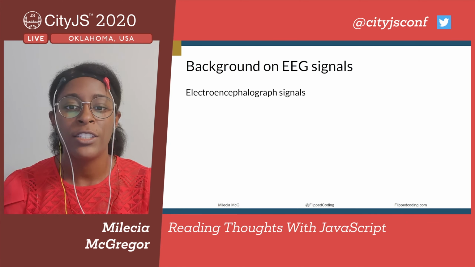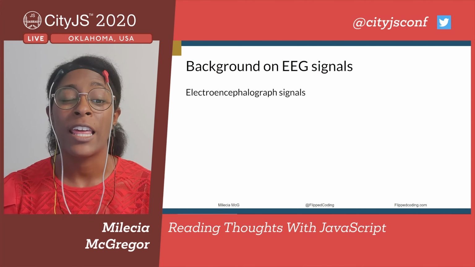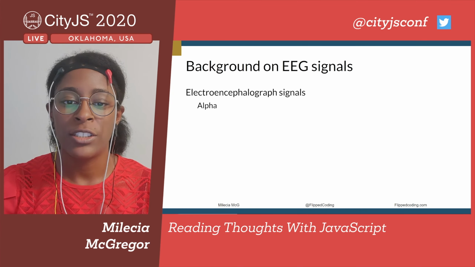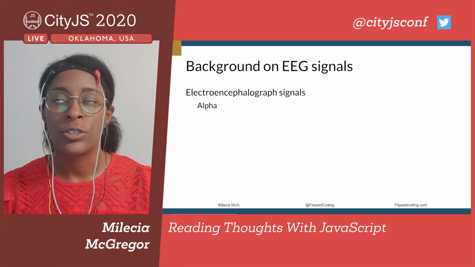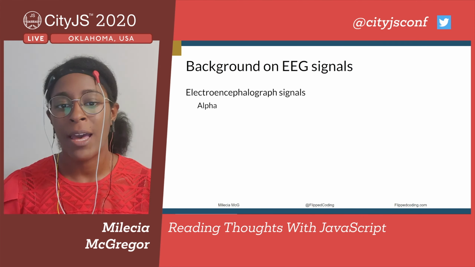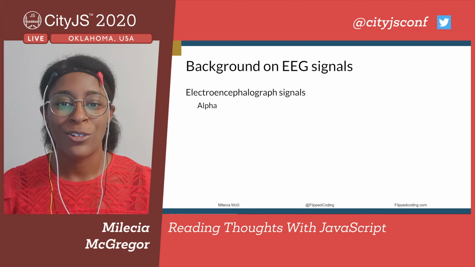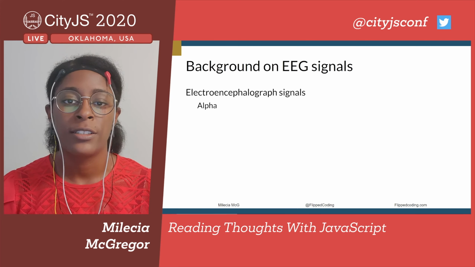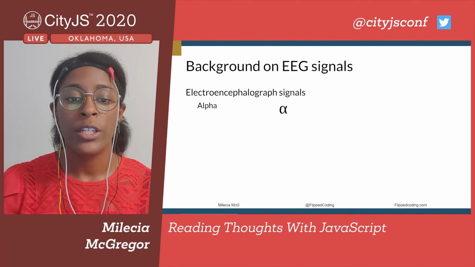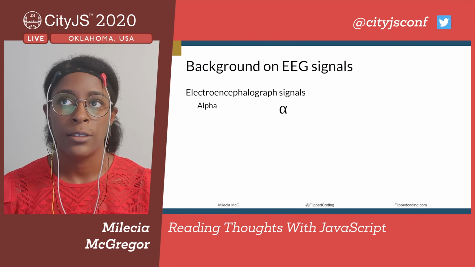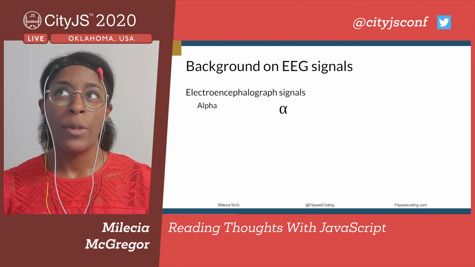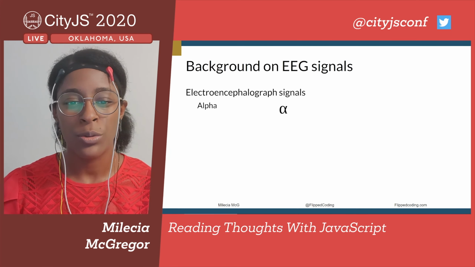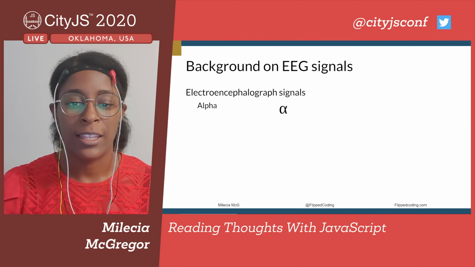So, a little bit about EEG signals. That stands for electroencephalograph signals. And basically, it just takes different electrical impulses that it picks up in your brain and maps them to different channels so that you can record that data. But the primary brain waves that we'll be looking at today are the alpha wave, which is responsible for things like memory, a little bit of your mental coordination is involved, things like that.